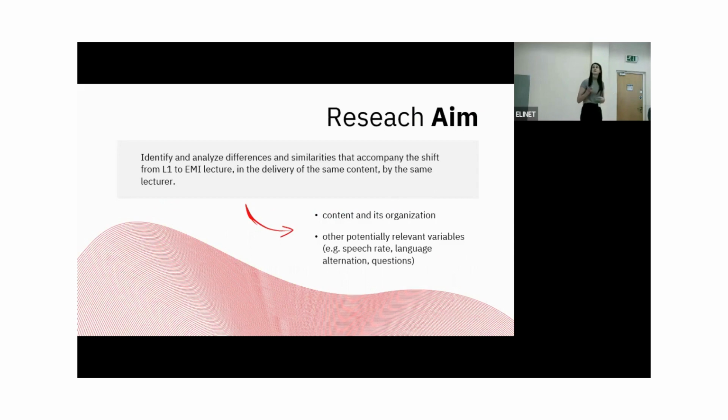The aim of my research was to identify and analyze differences and similarities that accompany the shift from L1 to EMI lecture in the delivery of the same content, so the same lecture by the same lecturer. A couple of things I was looking out for: content and organization, and also other potentially relevant variables that have been analyzed in previous research, for example, speech rates, language alternation, and questions.